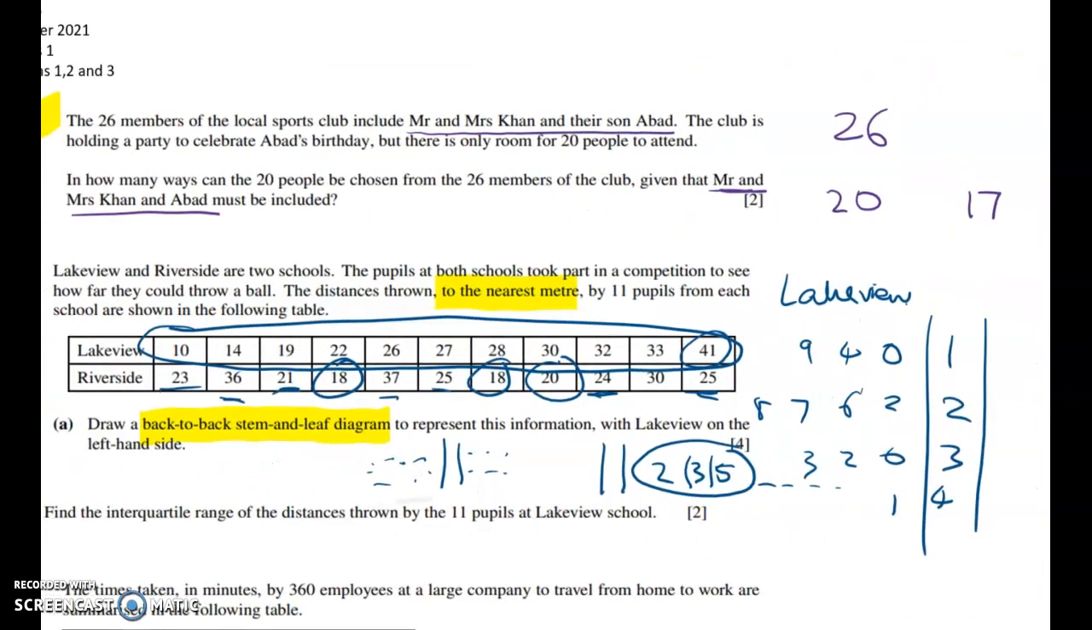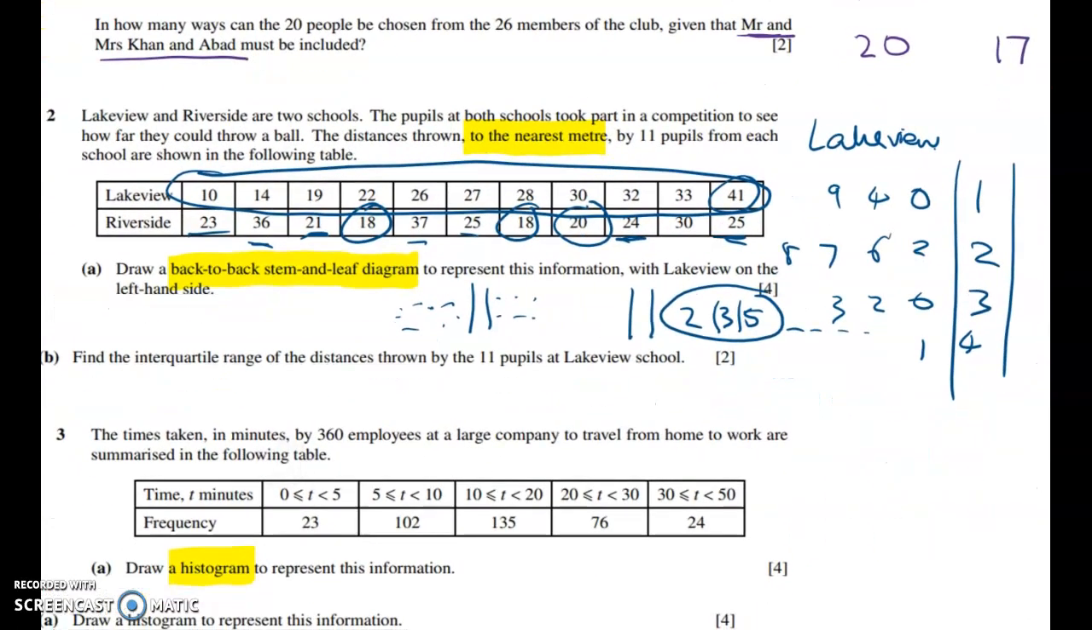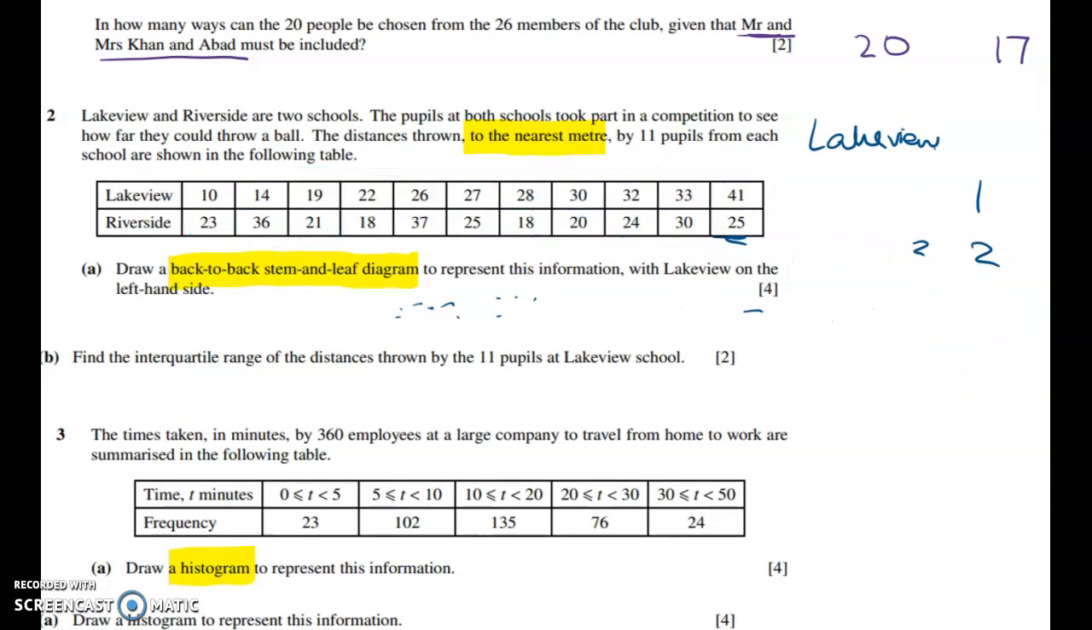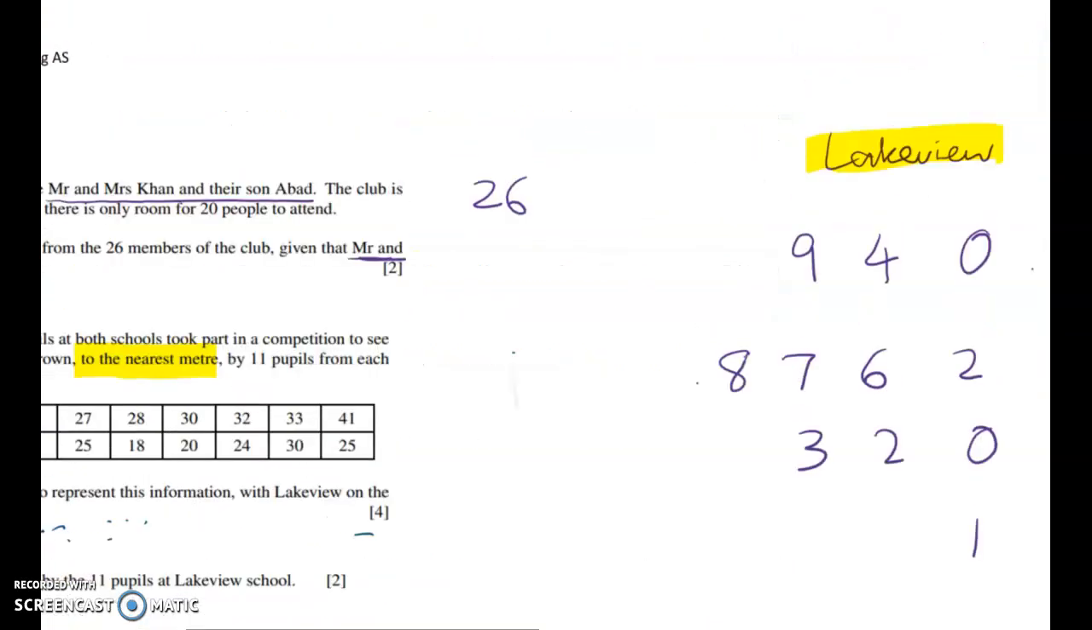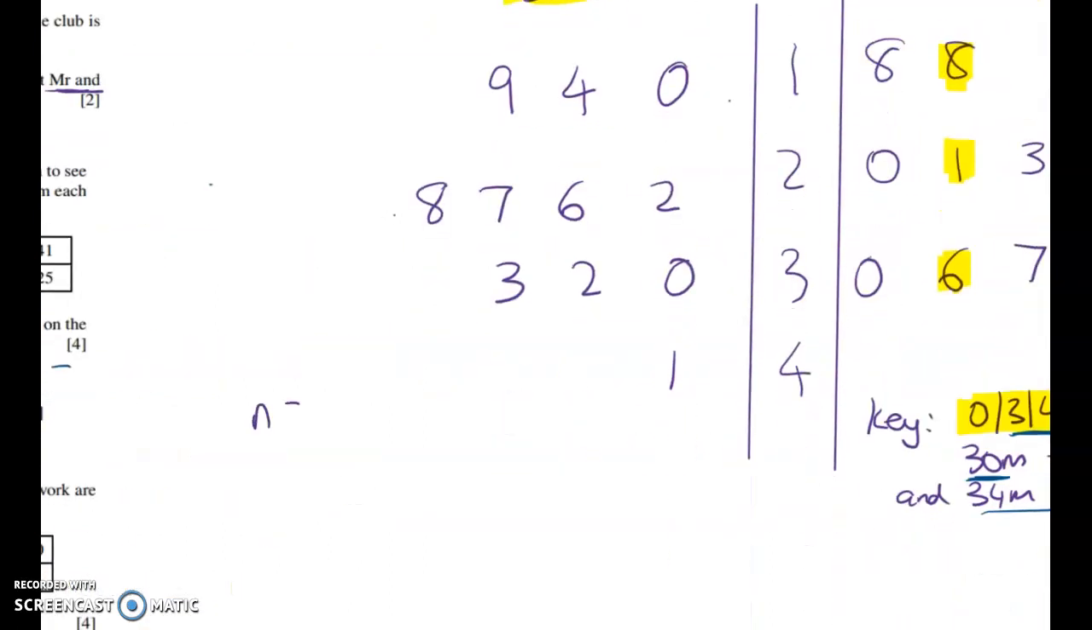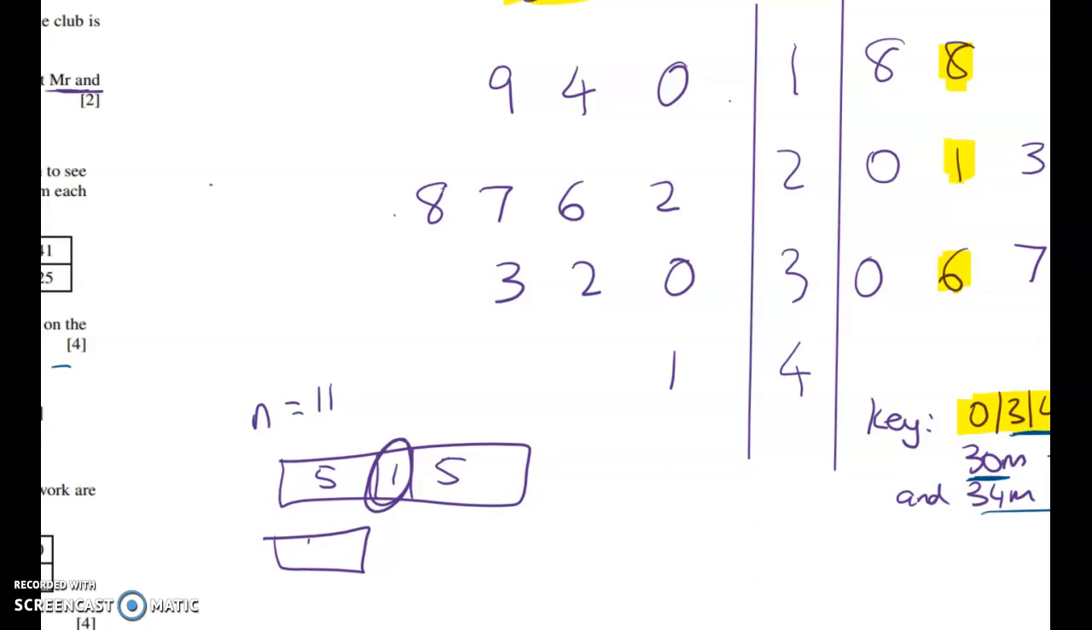But then in the next question, what we're asked to do is to find the interquartile range of the distances thrown by the 11 pupils at the Lakeview school. Now, it's really hard to do that from the raw data, but it's easy to do that from your stem and leaf diagram. So first we're going to find the median, and there are 11 people. The way I do it is I think about finding that middle number, so it's going to be 5 and 5. The middle number is going to be the 6th number, and then for the quartiles, we've got 5 here, so it's 2, 2, and 1 here, and it's 2, 2, and 1 there. Now, I don't know if you do it like that, but that's my way to figure it out.